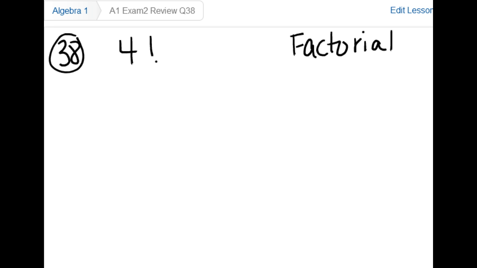Question 38. Find the value of 4 factorial. Remember, factorial means you count down. So 4 factorial is 4 times 3 times 2 times 1. So that's 12 times 2, which is 24.